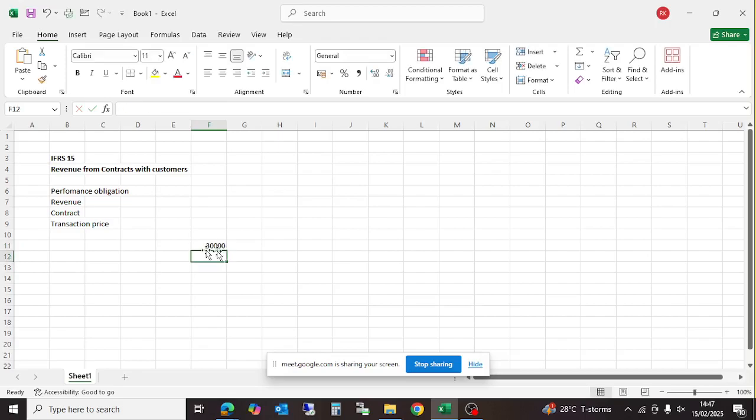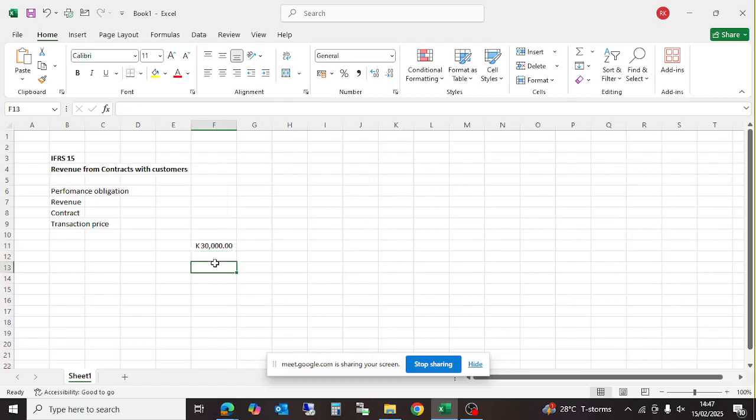That's 150 times 200. That's about 30,000 kwacha. So a customer wants 200 bags of cement from a supplier at 150 kwacha. We know the total selling price is 30,000. By the way, the 30,000 will be our transaction price. The transaction price is the amount of money an entity expects to receive for transferring goods or services. So in this scenario, the 30,000 kwacha represents the transaction price.